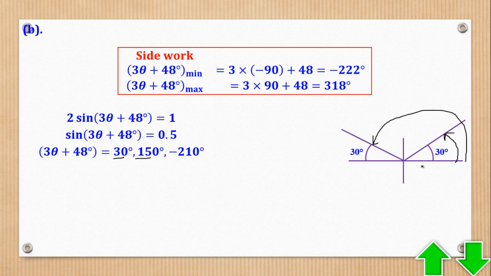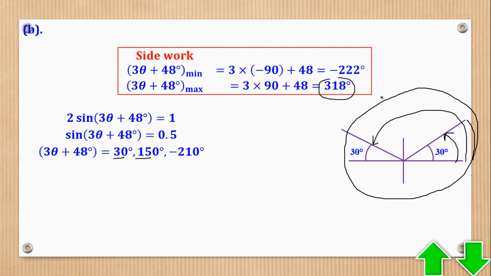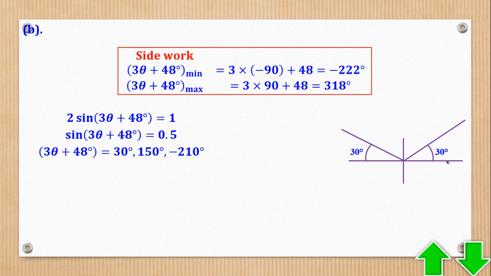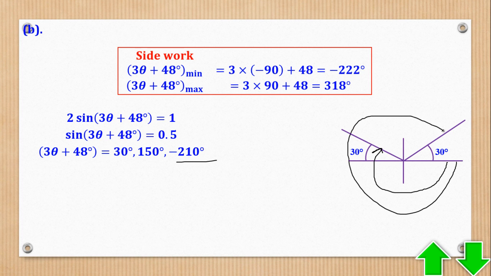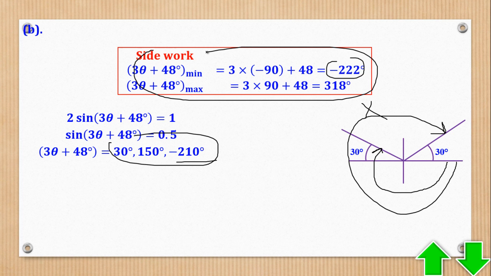Okay, now the next positive one would be from here all the way up to here, which is 360 plus 30. That gives you 390, but here the maximum is 308, so that can't work. So we have only 2 positives. Let's go to the negative. Negative, you start from here going this side up to here. That is negative 210. The next negative would be from here up to here, which is negative 330, but we don't exceed that, so meaning that we can't include that. That is the reason why we have put only these angles. I think we realize how important this side work is.